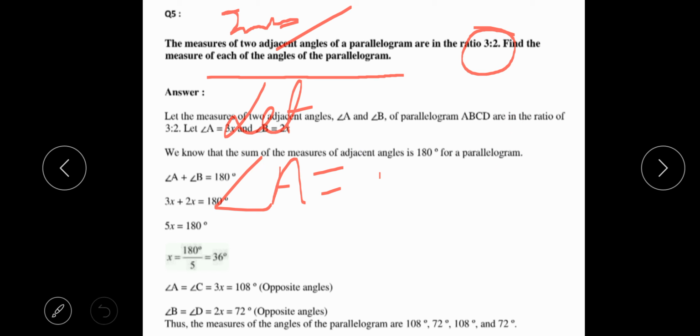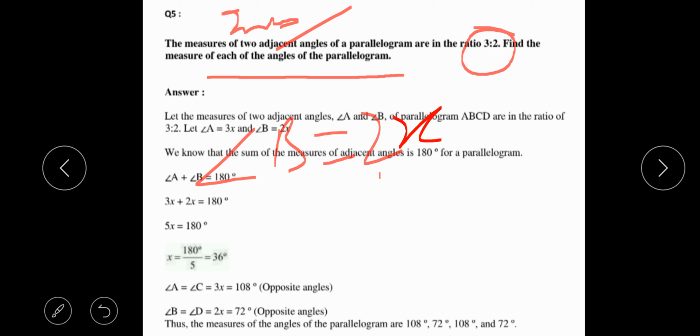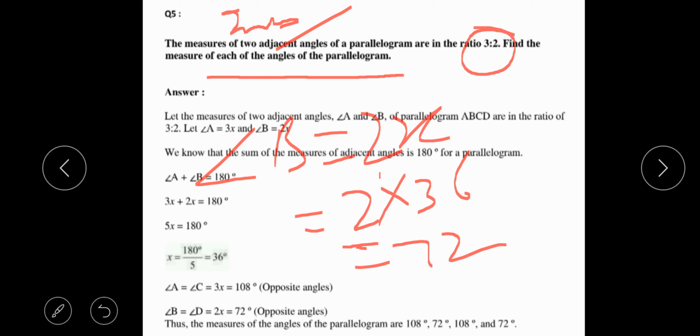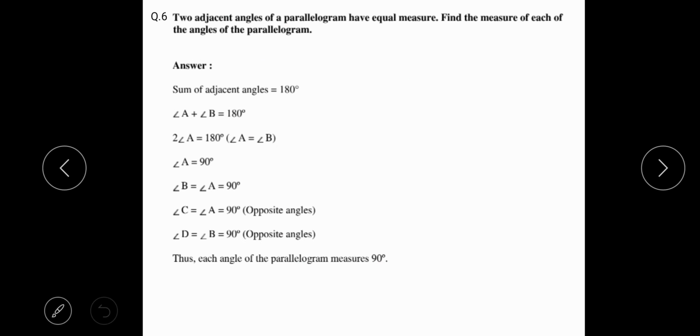So angle B is your 2x, means 2 into 36 is equal to 72 degree, means angle D also is 72 degree, because angle B and D are opposite angles. As we know opposite angles are equal in parallelogram, therefore angles A, B, C, D, these are the required angles. Now next question, again your important question here.